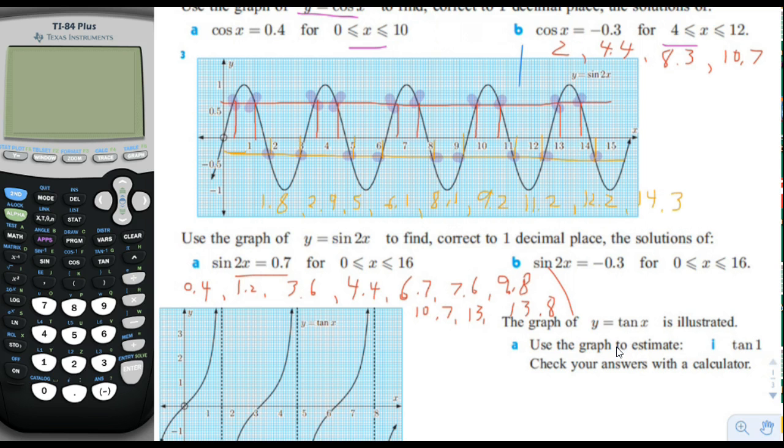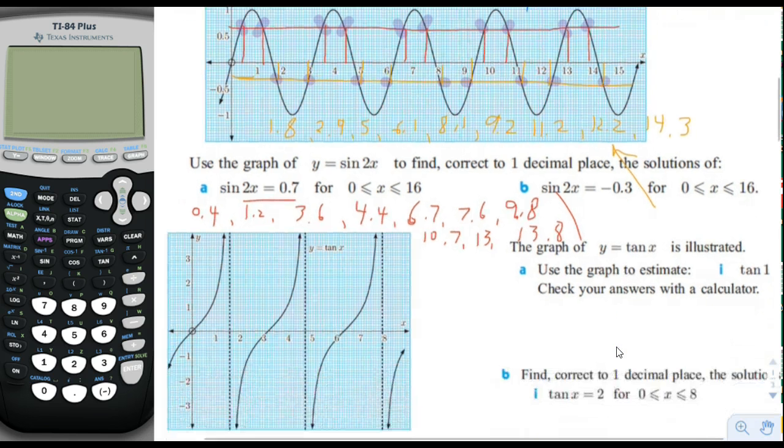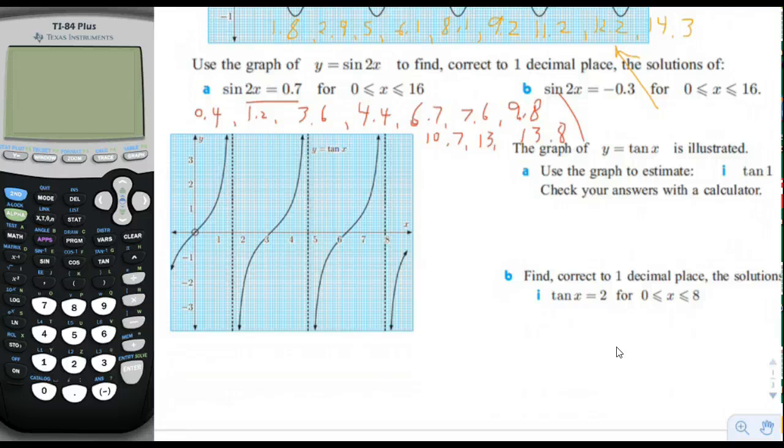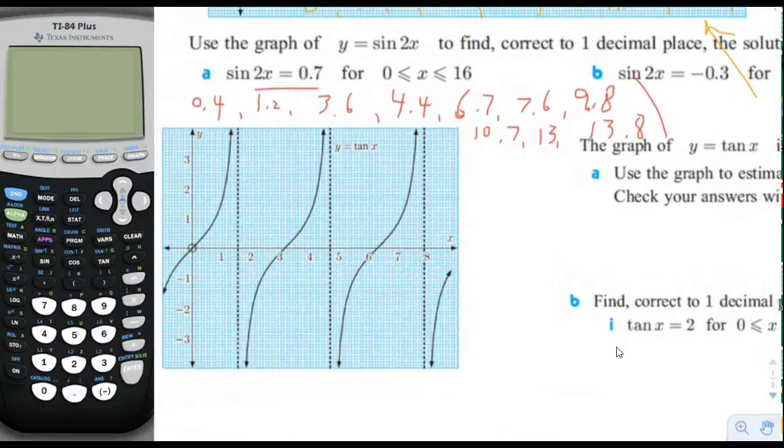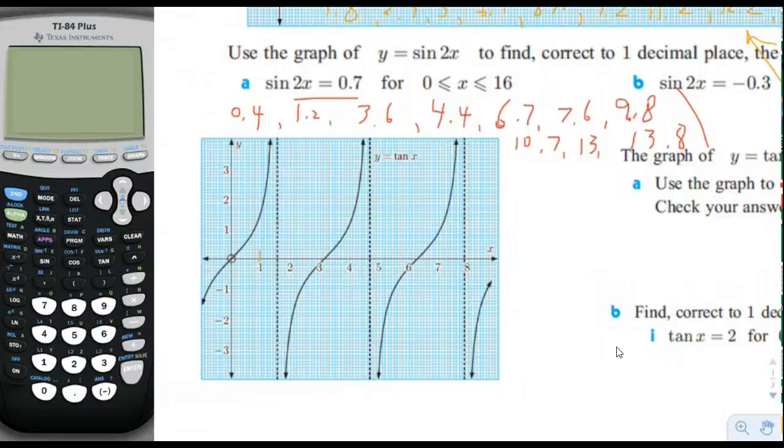Okay. The graph of y equals tangent, and of course if you have a ruler it would be much easier. The graph of y equals tangent of x is illustrated. Use the graph to estimate tangent of 1 and check your answer with a calculator. Okay, so let's see. 1's right there. So tangent of 1 looks like it would be about 1.3.